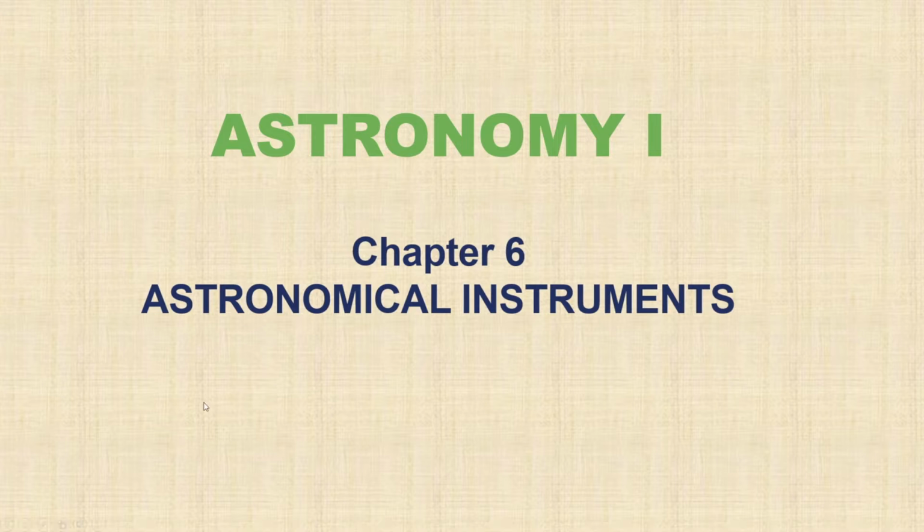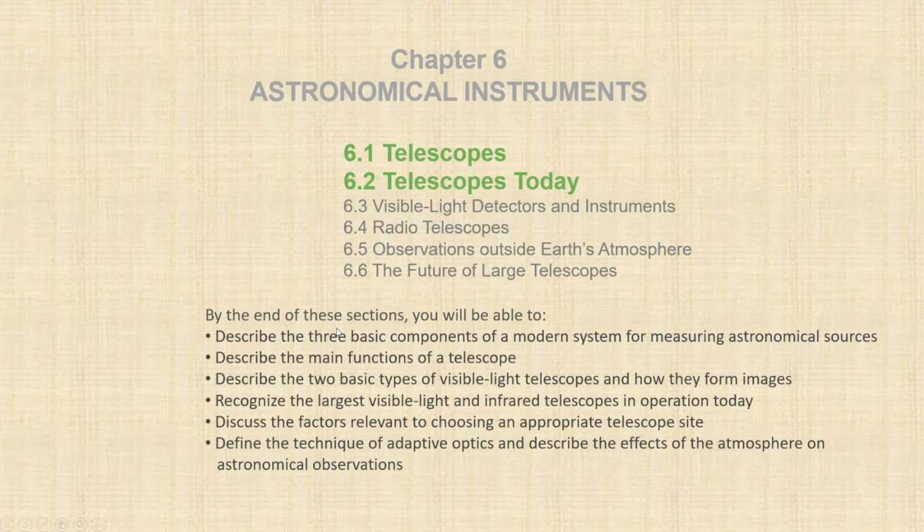Today we're starting chapter 6, astronomical instruments, mostly telescopes. We'll look into principles behind telescopes, ground telescopes, and later space-based telescopes. These are the first two sections.